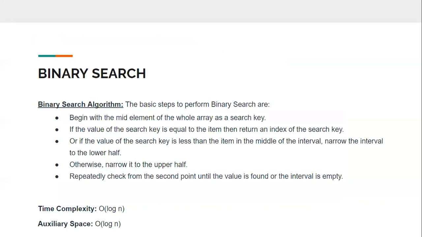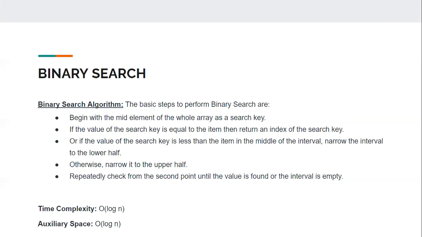Next, binary search. Binary search algorithm. The basic steps to perform binary search are: begin with the middle element of the whole array as the search key. If the value of the search key is equal to the item, then return the index of the search key. Or if the value of the search key is less than the item in the middle of the interval, narrow the interval to the lower half. Otherwise, narrow it to the upper half. Repeatedly check from the second point until the value is found or the interval is empty.